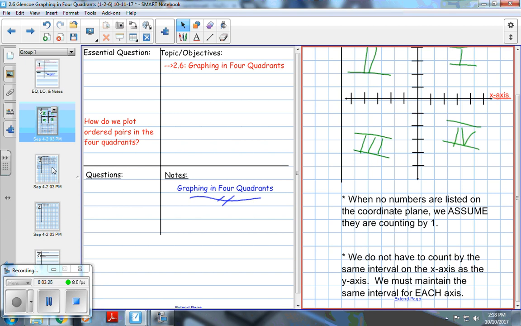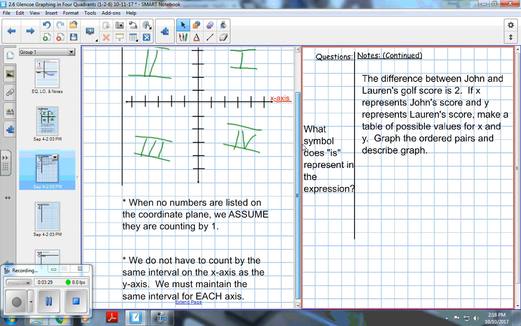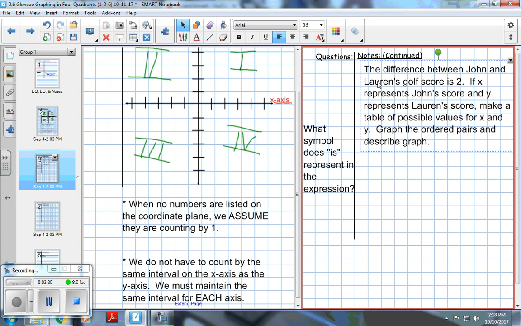I'm going to jump a slide ahead, and I'll scroll down just in case I cut that off too quick for you. Go ahead and pause here and start copying down our one example we have for this chapter. We're going to go through it just like we did in chapter 1, where we build the equation, create the table, and then plot it on a coordinate plane. So pause here and copy down the problem.